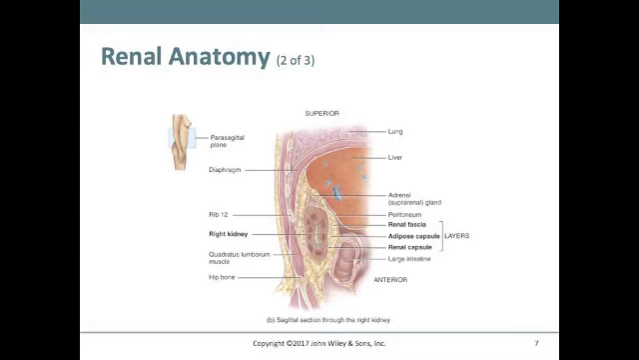The kidneys are located between the levels of the last thoracic and third lumbar vertebra, a position where they are partially protected by ribs 11 and 12. If these lower ribs are fractured, they can puncture the kidneys and cause significant, even life-threatening damage. The right kidney is slightly lower than the left kidney because the liver occupies considerable space on the right side superior to the kidney.